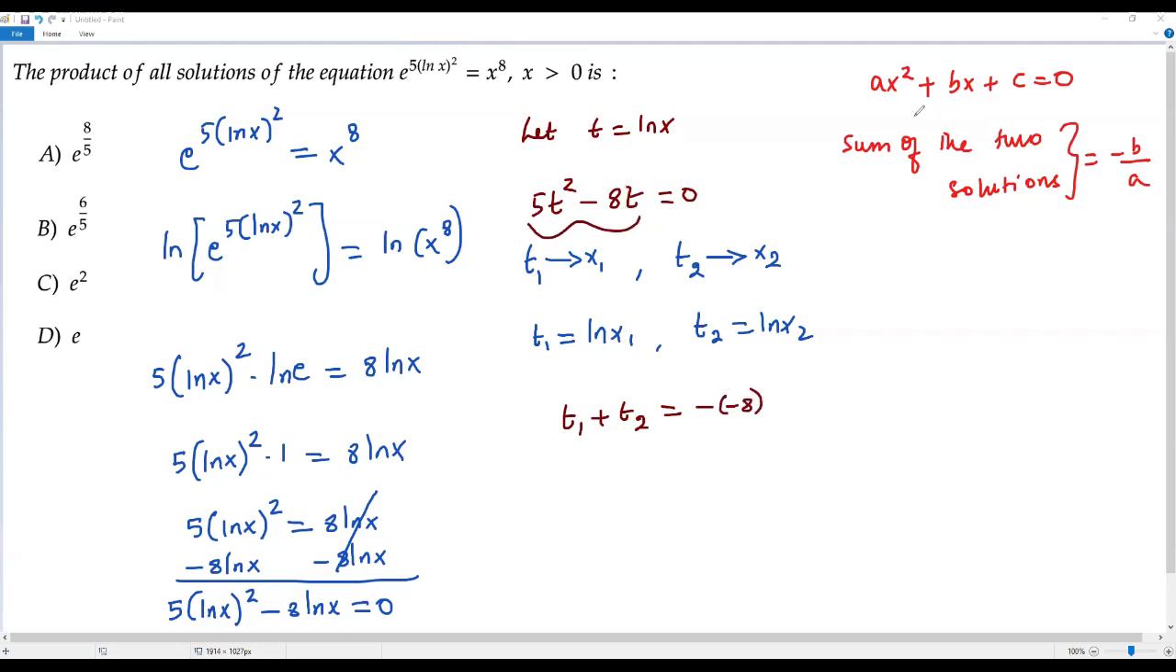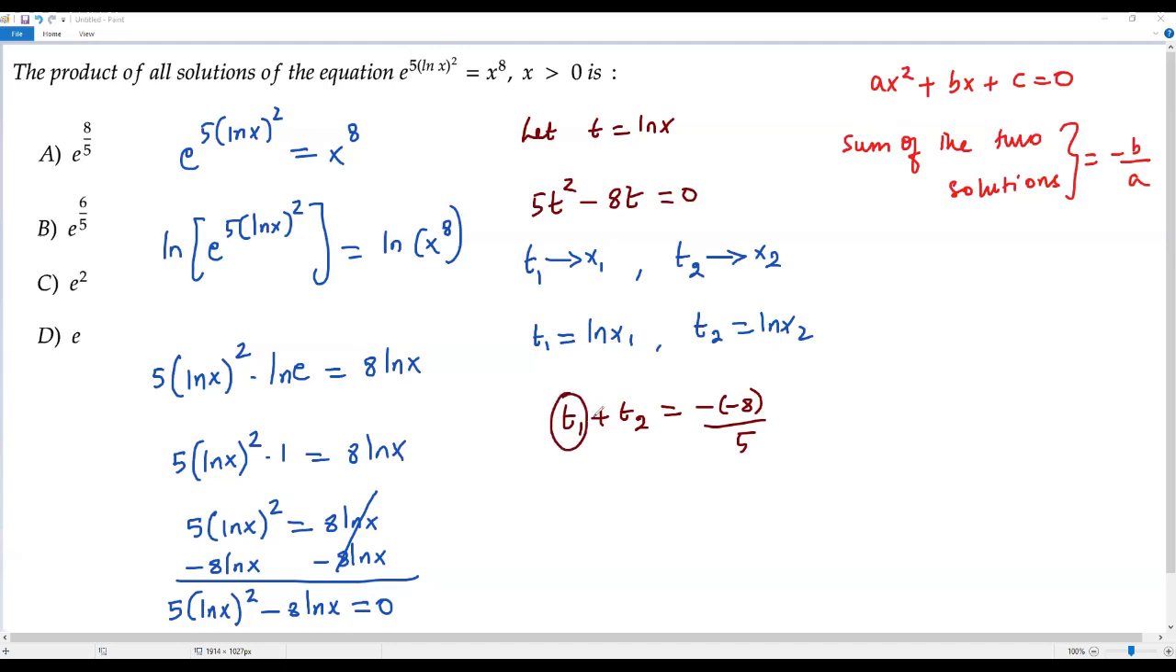Actually this equation is exactly in this form, but the constant term is missing. That is, we have to assume the constant term is 0. For ax square we have 5t square, for bx we have negative 8t, and c is 0. So b means the coefficient of t. Here b means negative 8. So in this formula I have taken this negative sign. For b I plugged in the coefficient of t, that is negative 8, divided by a, which is the coefficient of t square. Here a is 5.